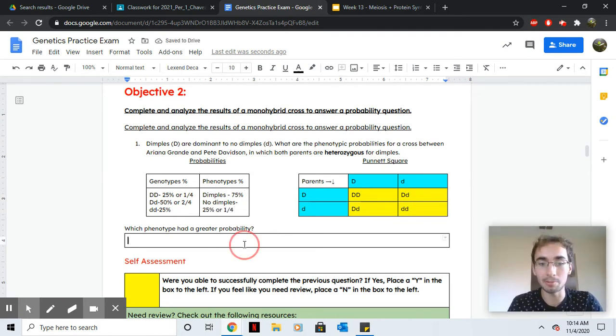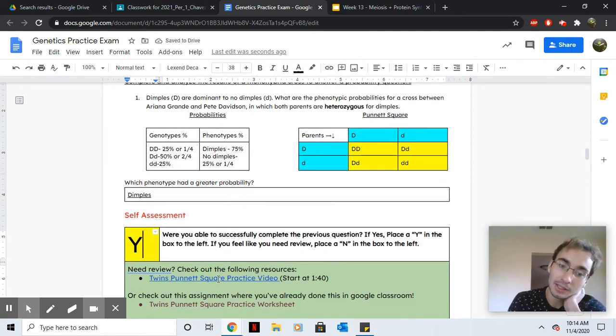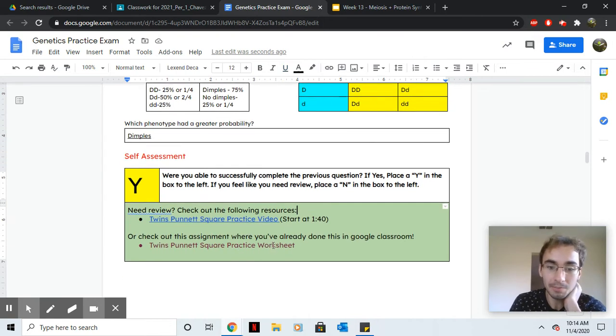Which phenotype had greater probability? Dimples. If you got these answers right, yes, I'm ready for the quiz, the test. If you need help, here's a twin Punnett square practice video, and then this worksheet.